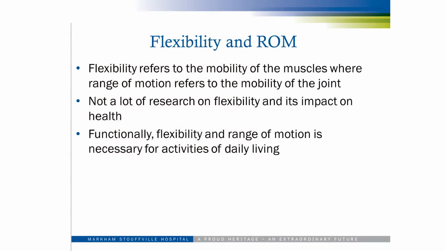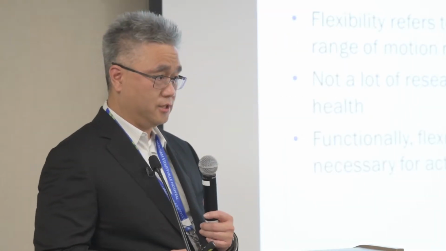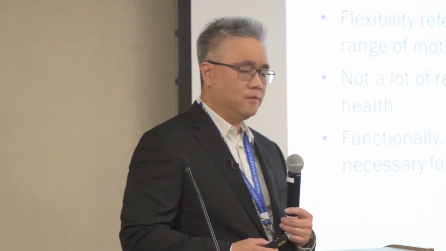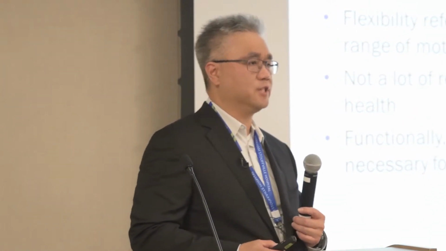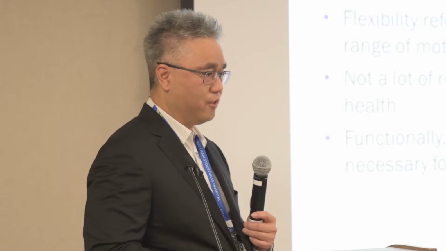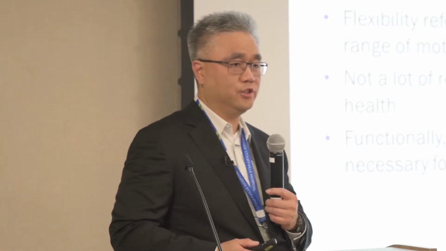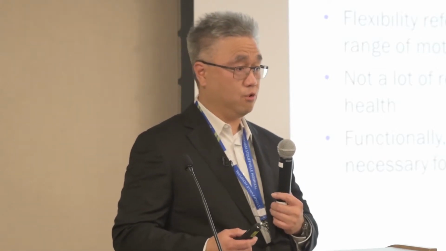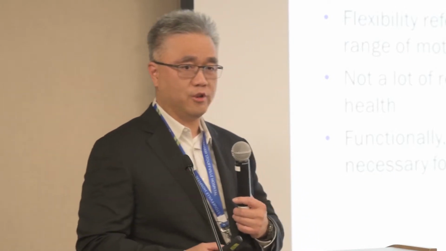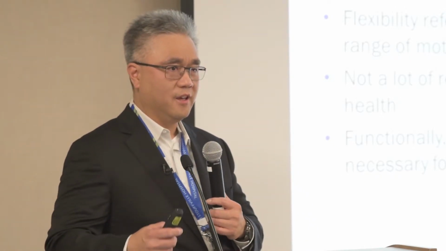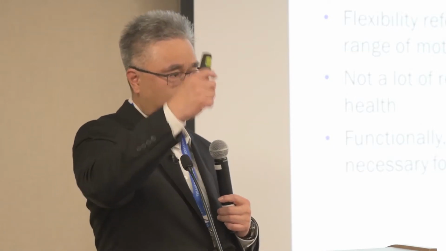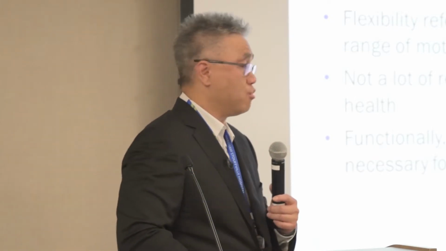Flexibility and range of motion. Well, flexibility refers to the mobility of the muscles, and range of motion refers to the mobility of your joint. There's really not a lot of research on how flexibility and range of motion impacts health, but we do know that functionally, if you had a stiff shoulder or an injury to your shoulder, if you can't reach up, it's functionally quite impairing. It's difficult to put your jacket on, it's hard to put a sweater on, you can't reach the second shelf. So range of motion is important.